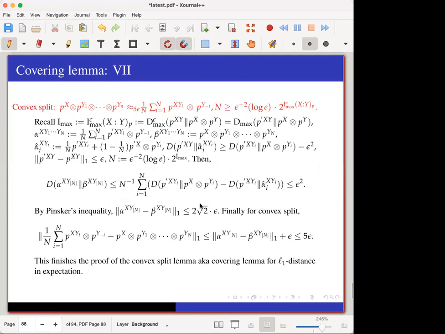And now I'll apply Pinsker and I get this. And then finally, for the original convex split, I have to just show that this is less than 4 epsilon. In fact, it's less than 2 square root 2 times epsilon, even smaller, plus this epsilon, which is coming from converting the P prime here to P here, by the triangle inequality. Overall, I get 5 epsilon. Okay, so this is the proof of the convex split. Any questions?